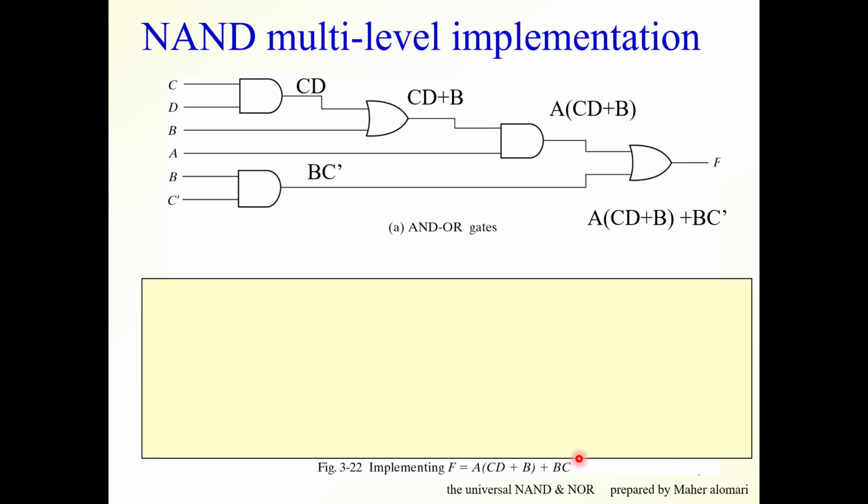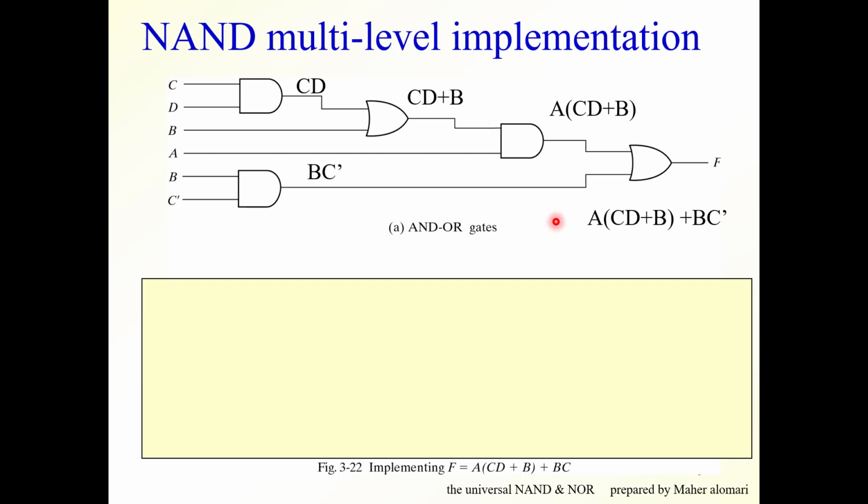Okay, if you were asked to implement this function using NAND gates only, how do you do that? First, you implement this function using AND OR logic. This is the implementation for this function using AND OR logic. Here is the CD, the AND gate, which is this. Then we have the OR gate here, the output of which is this. And then the AND gate here, the output of which is this whole thing. And then all together ORed with BC bar. And this is the output F.